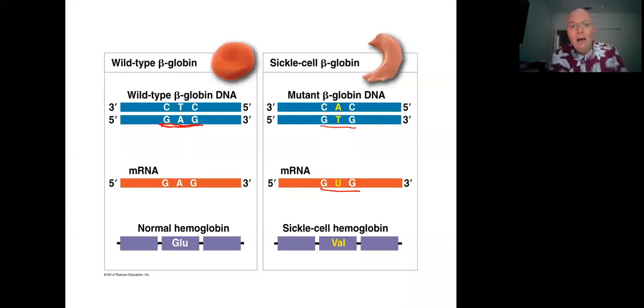Okay. Now, if you were asked for the anticodon, remember the anticodon is going to be the complement of GAG, which is CTC, or in the case of the RNA, we wouldn't put a T in there, we would say CUC, that would be the anticodon.